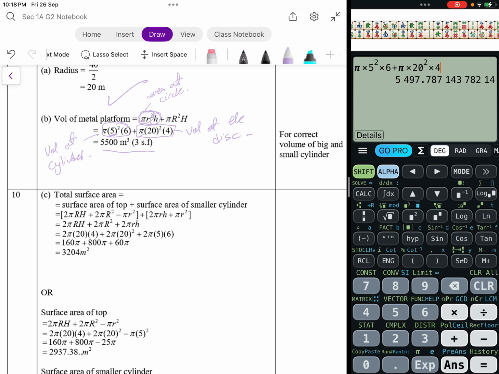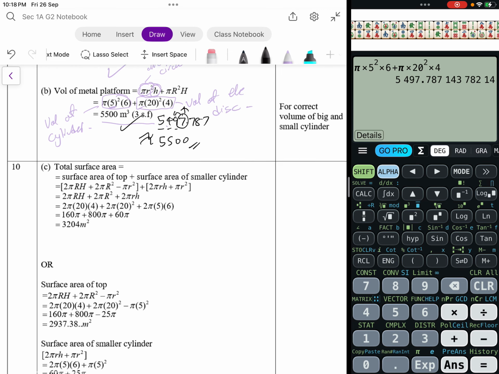You should get 549 7.787. 3 significant figures, 1, 2, 3. So you look at 7, round up, 9 plus, right? So 5500. Same as this one.